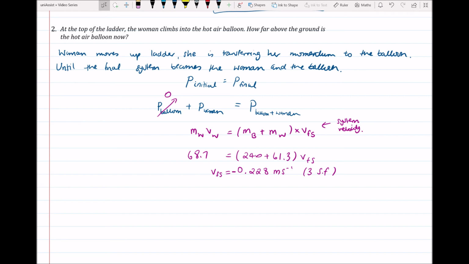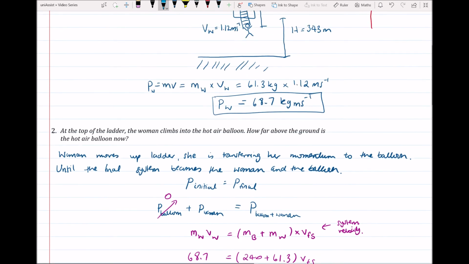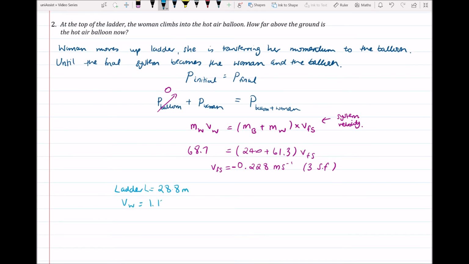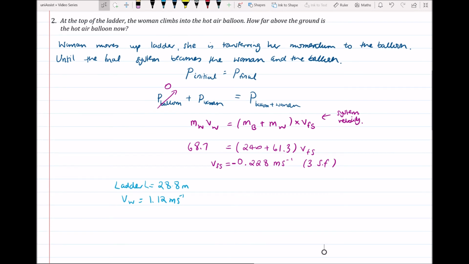The easiest way to do this is to look at how long it takes for the woman to travel from the bottom of the ladder to the top. We know the ladder length is 28.8 meters, and the woman's velocity is 1.12 meters per second. So time, which is what we're trying to calculate, is how long it takes her to move up the ladder, which is the length she has to travel, 28.8 meters, divided by the velocity of 1.12 meters per second, and we get a final answer of 25.7 seconds.